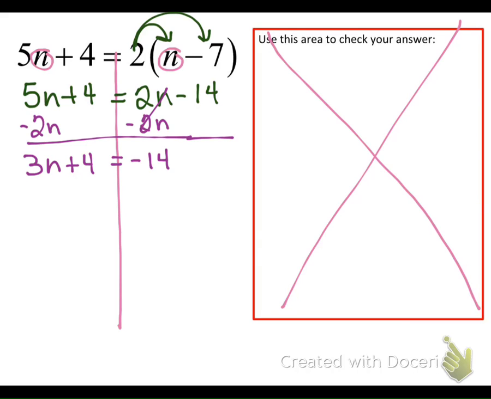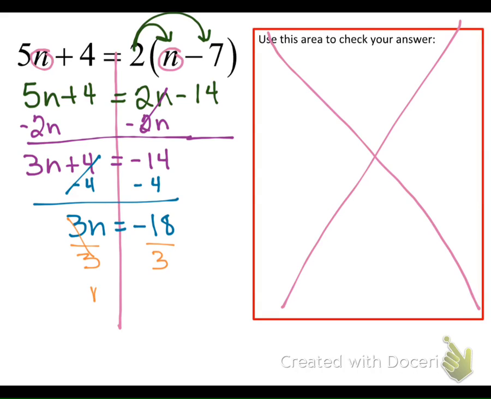Then my final step is to solve as usual, meaning I'm going to get the variable by itself, so I subtract 4 from both sides. Watch your negatives. I'm going to have 3n, -14 minus 4 will be -18. To get the n by itself, I divide each side by 3. -18 divided by 3 is going to equal -6. The biggest thing that I can tell you guys is to watch your negatives.